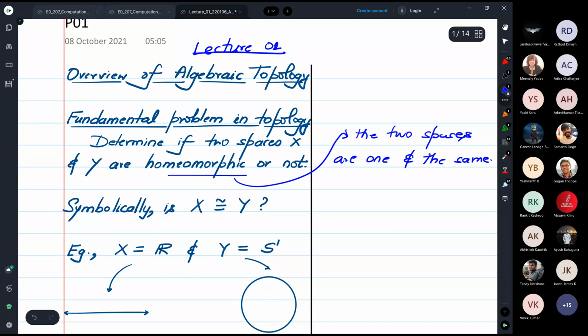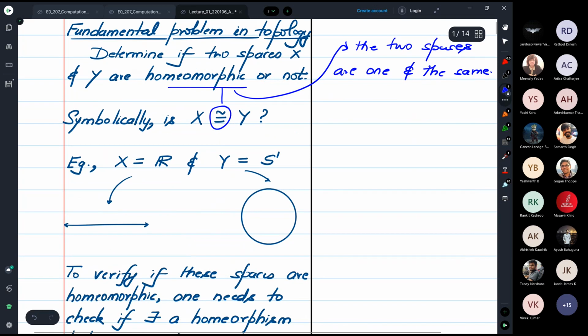So symbolically, we will write this question in the following way. Let's say we have been given these two spaces. One is denoted X and the other space is denoted Y, and we are interested in knowing if X and Y are homeomorphic. Whenever I write this symbol, I mean homeomorphic. Is this okay?